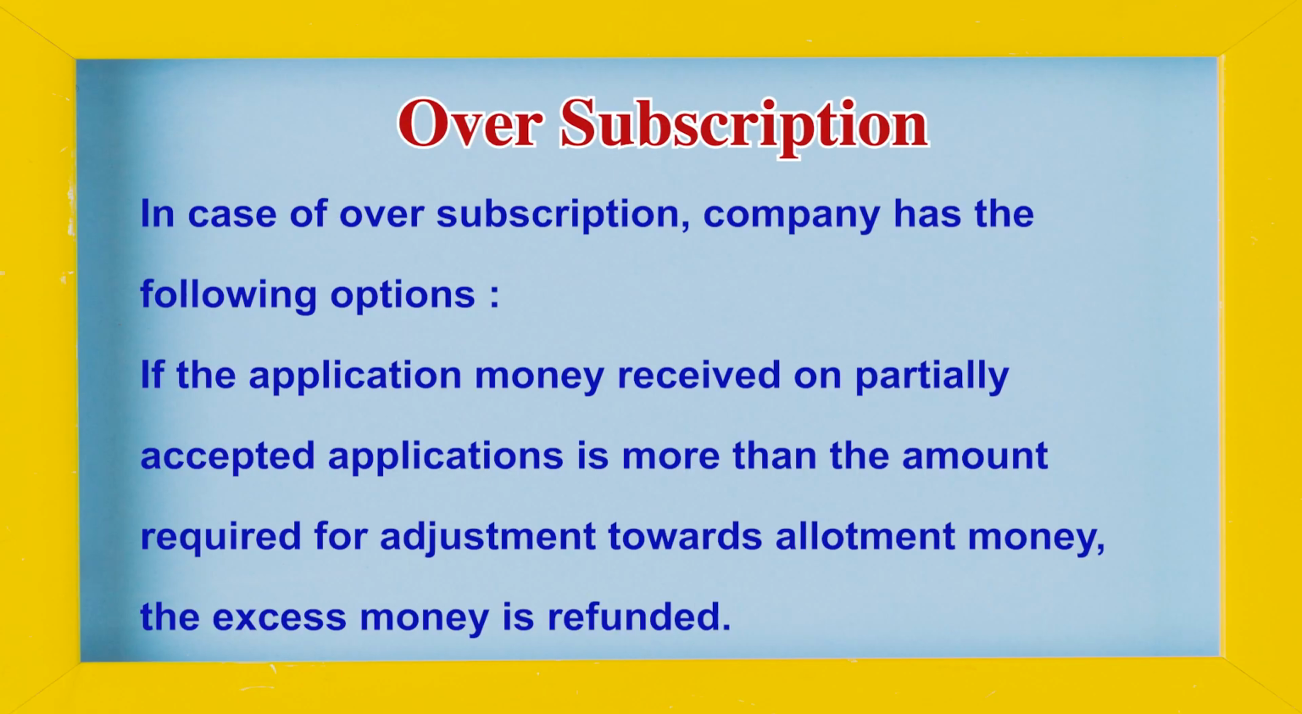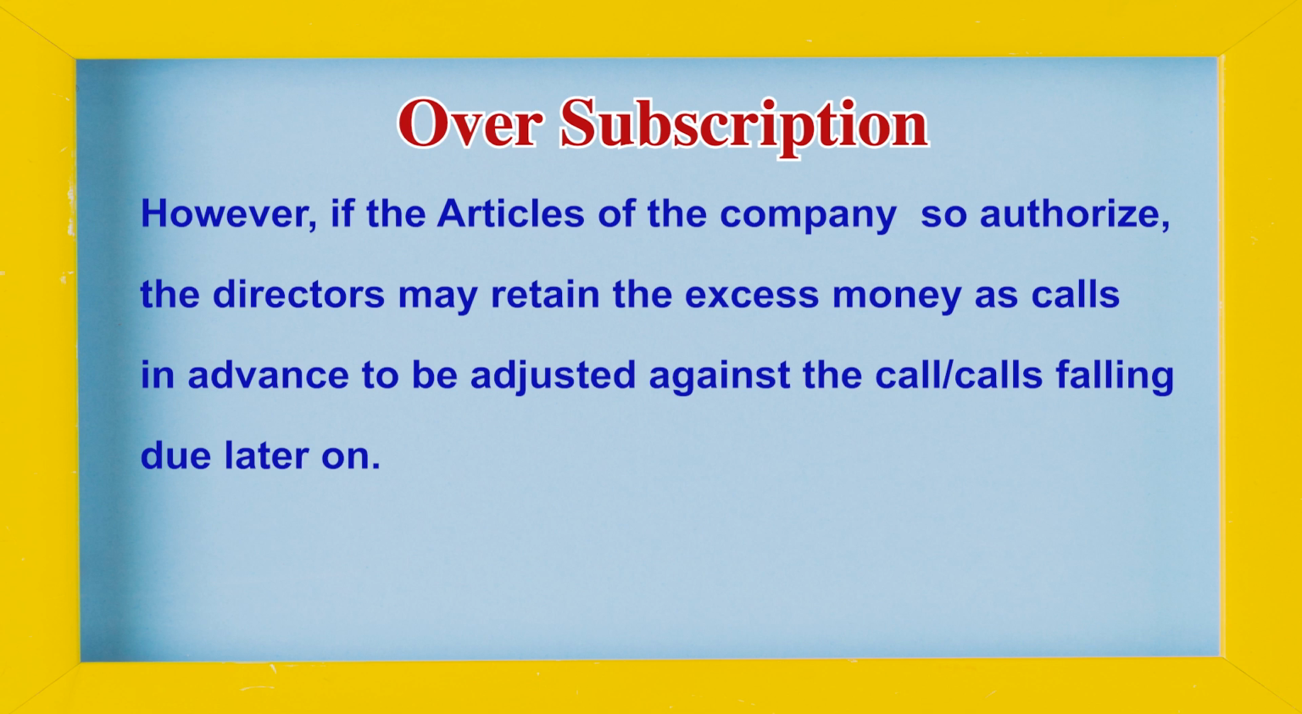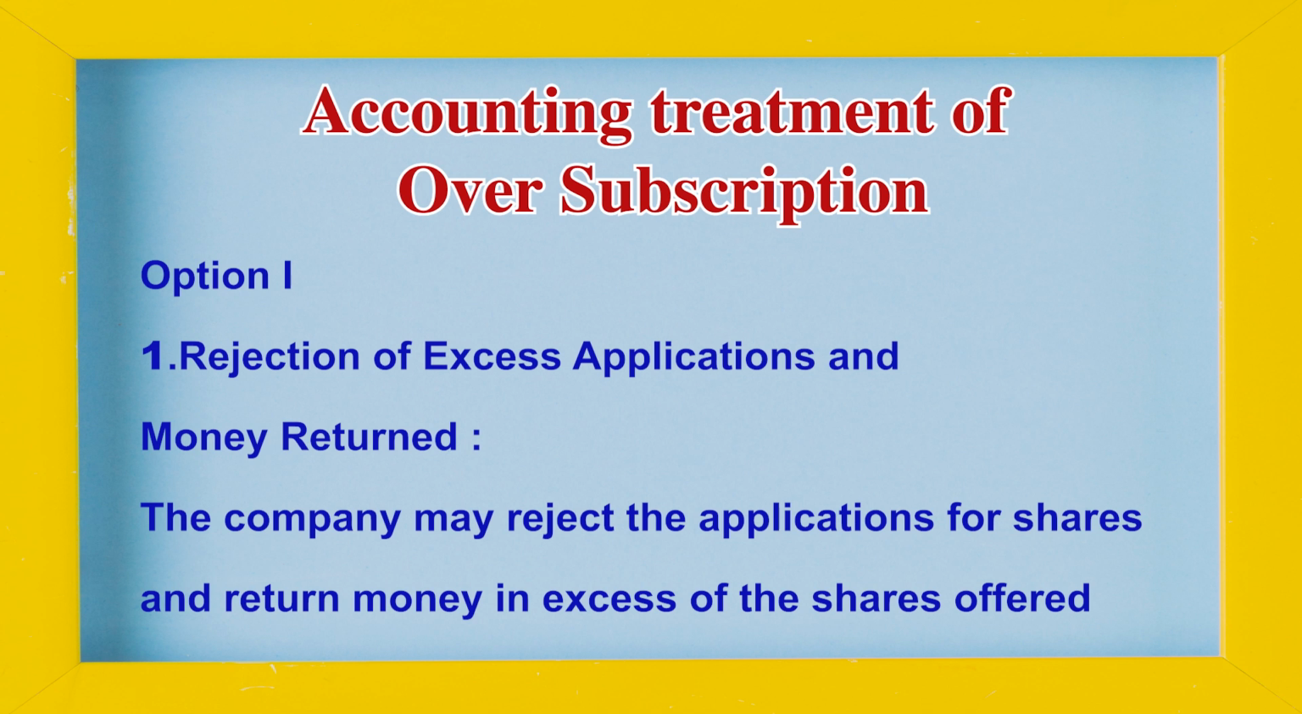In case of oversubscription, company has the following options. If the application money received on partially accepted applications is more than the amount required for adjustment towards allotment money, the excess money is refunded. However, if the articles of the company so authorize, the directors may retain the excess money as call in advance to be adjusted against the calls falling due later on. Let us discuss the accounting treatment at the time of oversubscription.